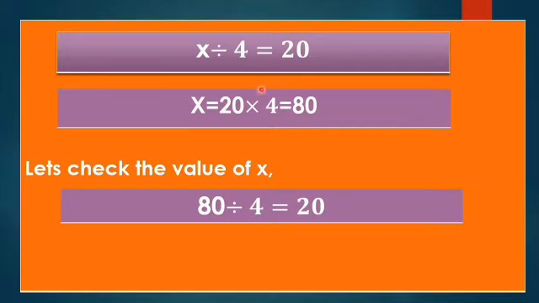And the last one: x divided by 4 is equal to 20. The left side is x divided by 4, or x by 4. Then division becomes multiplication from left to right. The remaining part, division 4, becomes multiplication 4. x is equal to 20 into 4. 20 into 4 is 80. We get the answer x is equal to 80. Then we put the value 80 into the left side: x divided by 4 becomes 80 divided by 4, which is 20. The right side of the equation is 20, so the answer is correct.